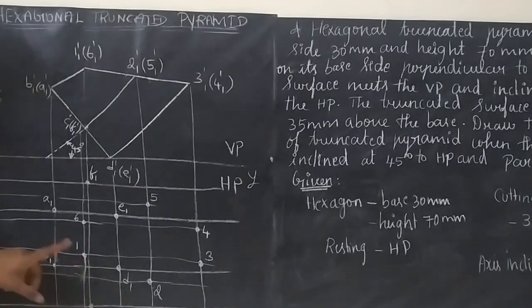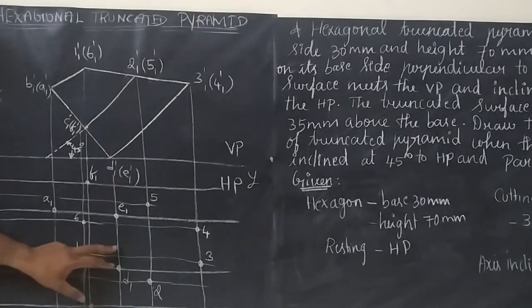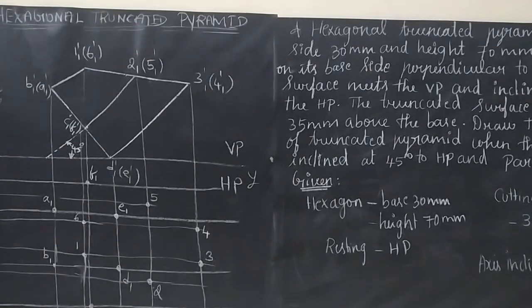This D and this D will be meeting at the same point, and this E and this C will be meeting at the same point. So we have just marked the A, B, C, D, E, F. Next thing is, we have already got it.